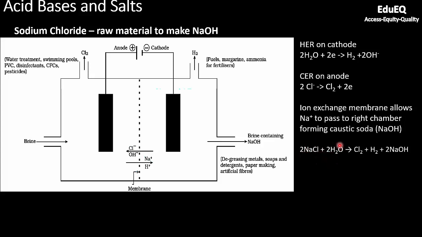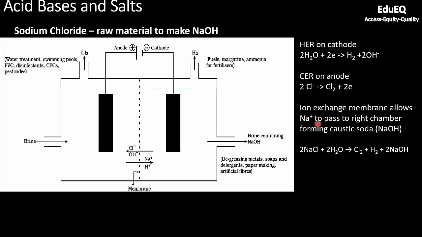So the overall reaction would be 2NaCl plus 2H2O, which is nothing but the solution of brine. It will release chlorine gas, it will release hydrogen gas, and finally NaOH will be formed in this cathodic chamber. You can collect NaOH from here. And I've also explained how hydrogen and chlorine are released at the cathode and anode respectively.